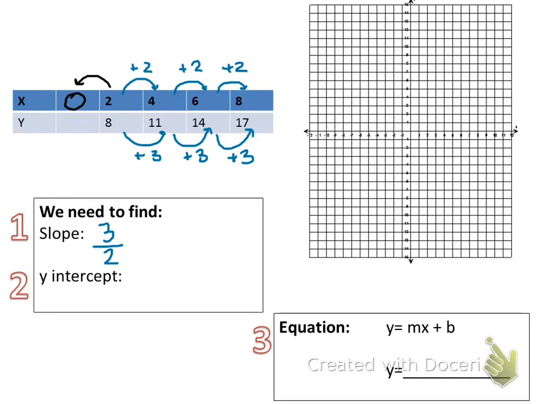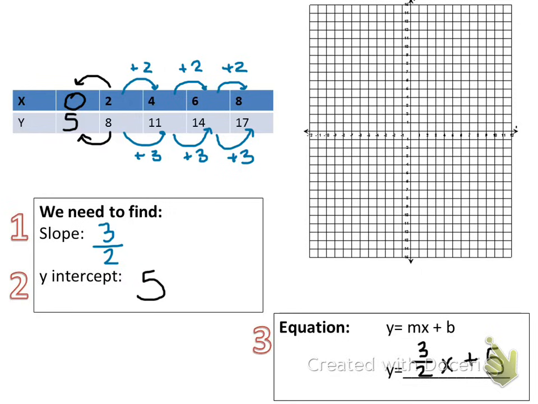I'm going to do the same thing with my y values. To move forward, I was adding 3. So to move backwards, I'm going to subtract 3. 8 minus 3 equals 5. That tells me my y-intercept is y equals 5. I can use this information that I found to write my equation. Let's replace m with the slope and b with the y-intercept. I could write this equation as y equals 3 over 2x plus 5.